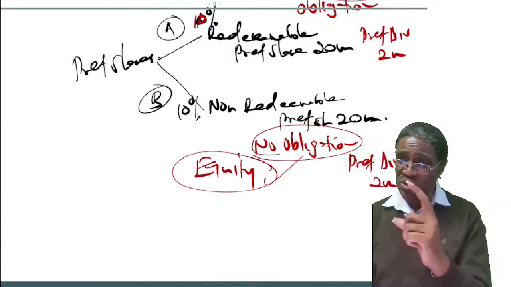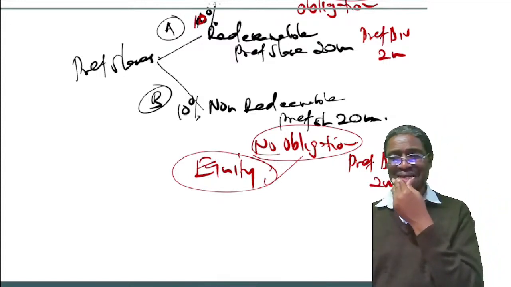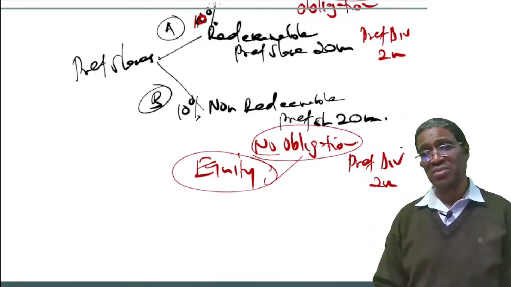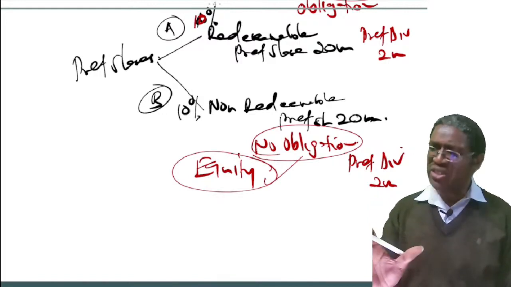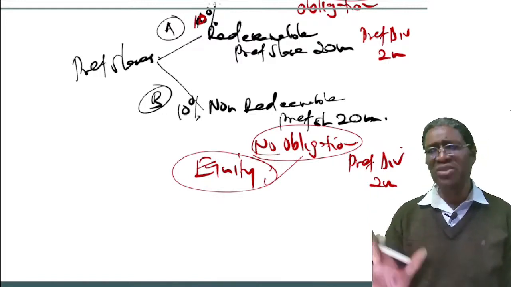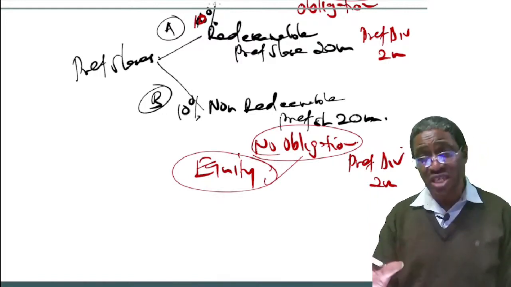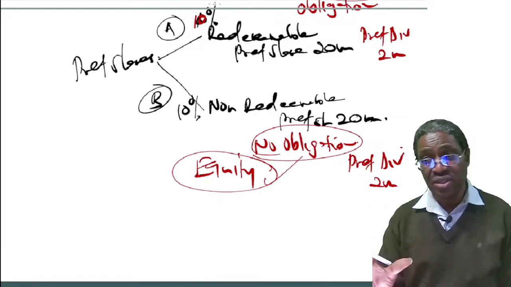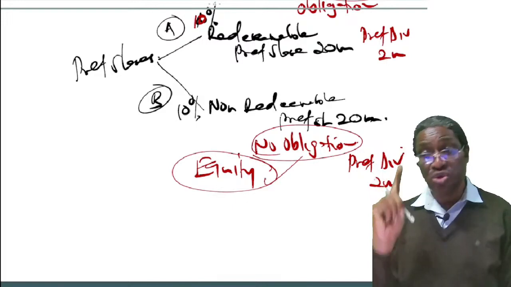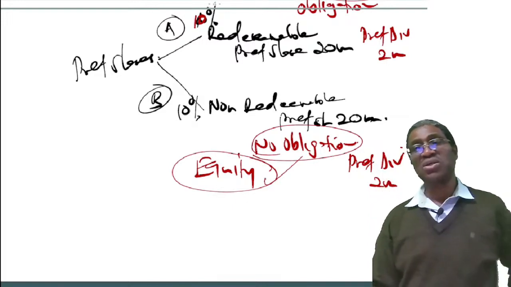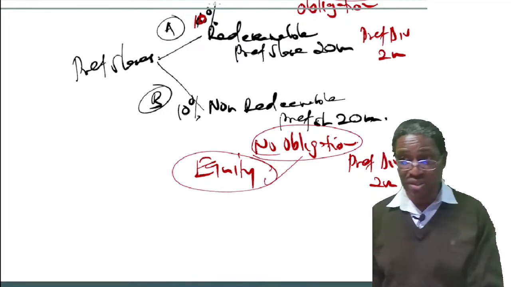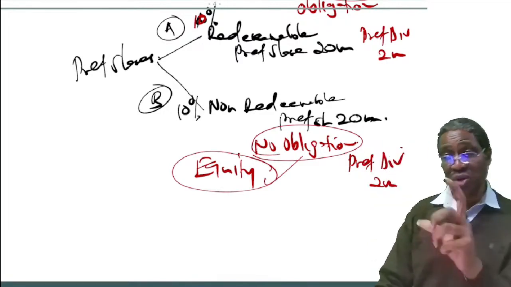Now listen to this again. How will you treat the 2 million dividend? Do you treat it the same way? That dividend on redeemable and that dividend on non-redeemable, do you treat them the same way? The answer is no. You don't treat them in the same way. Now listen. That's what I want to talk about now.